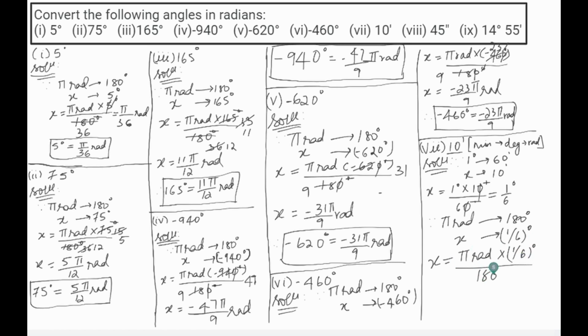So degree unit and degree unit cancel out each other. So we have x is equal to pi divided by 6 into 180 radians, which is equal to pi by 1080 radians. So therefore 10 minutes in radians is equal to pi by 1080 radians.